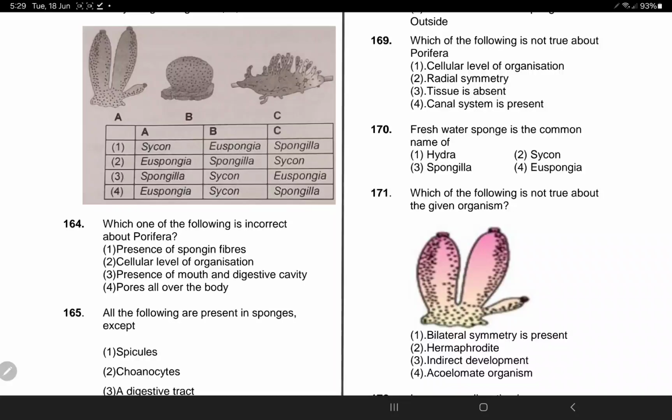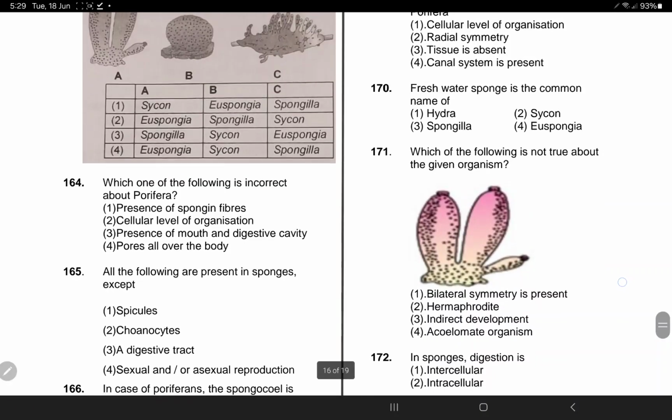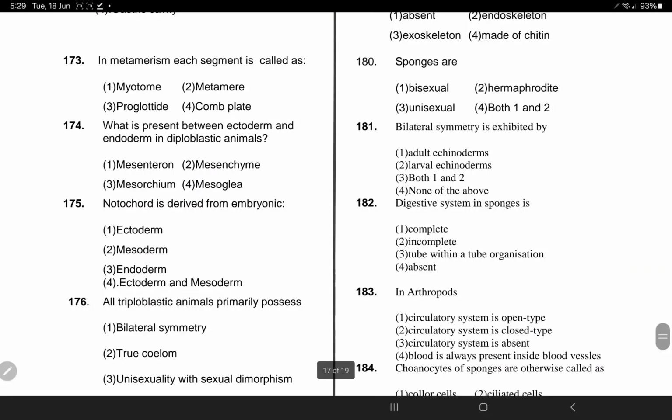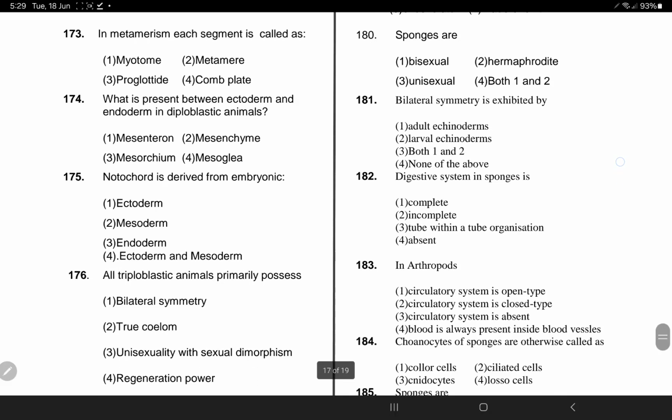Which of the following is not true about the given organism? Bilateral symmetry is present. This is wrong. In sponges, digestion is intracellular. Option 2 is correct. In metamerism, each segment is called a metamer. Option 2 is correct.